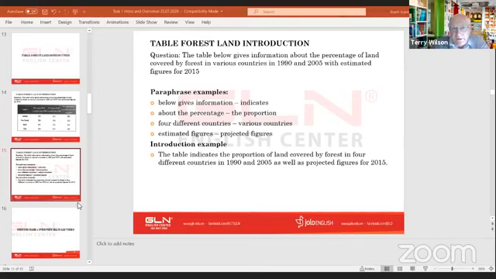And below we have the introduction example. So the table indicates the proportion of land covered by forest in 4 different countries in 1990 and 2005, as well as projected figures for 2015. And actually in this example, the introduction example is slightly shorter than the question.